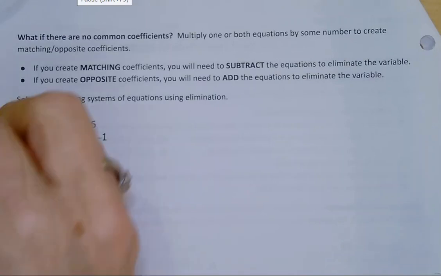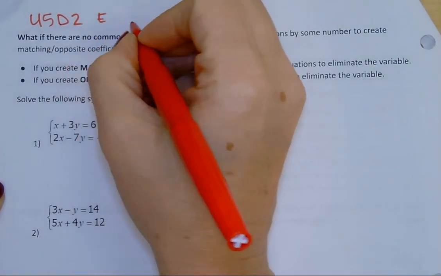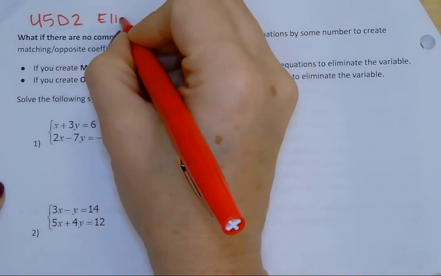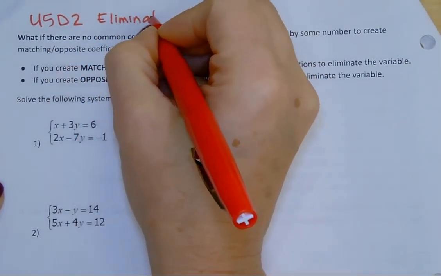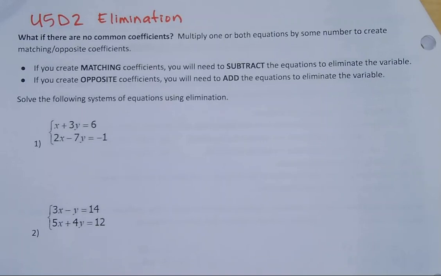We're continuing on our Unit 5 Day 2 notes. We are solving systems of equations using the method of elimination today. When we are using elimination, what we're trying to do is eliminate one of the variables by combining our two equations in the system. Once we've eliminated one of the variables, we can solve for the other.